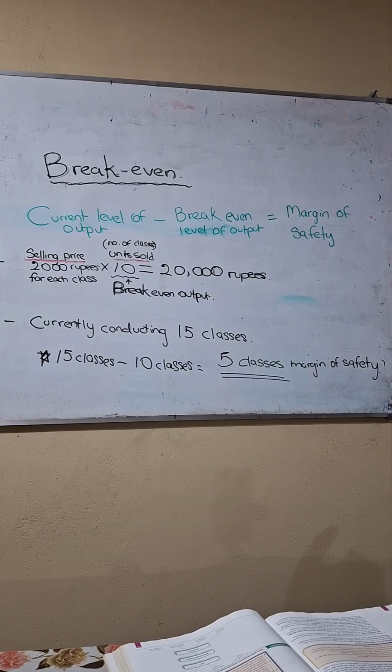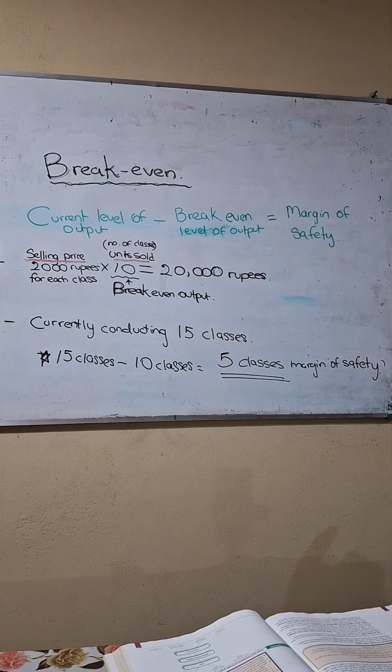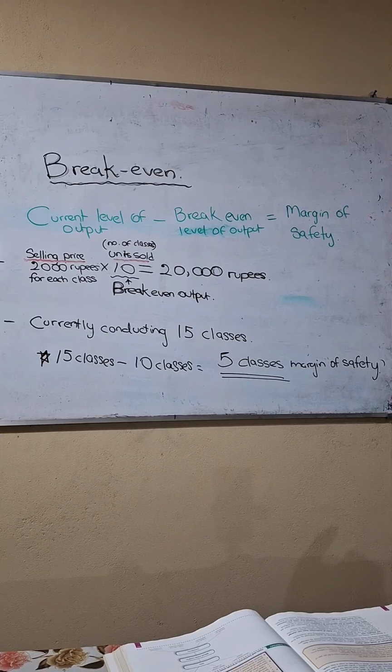Current level of output is 15 classes. In my case, my output is the classes. So I will take 15 minus 10. 10 is the break-even level of output. In my case, I at least have to do 10 classes, but currently I am conducting 15 classes. So when you take the difference, it shows that 5 classes is my margin of safety.